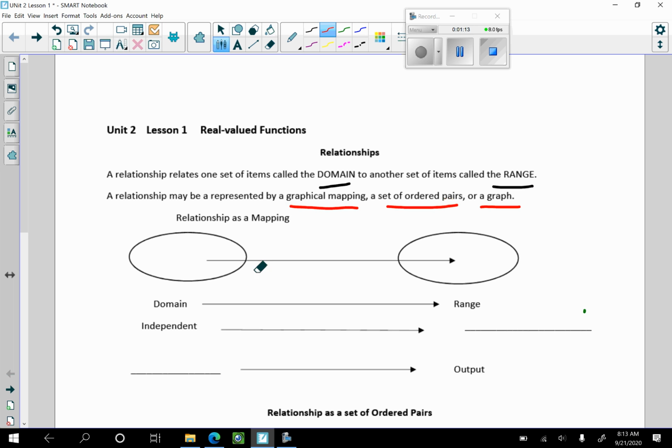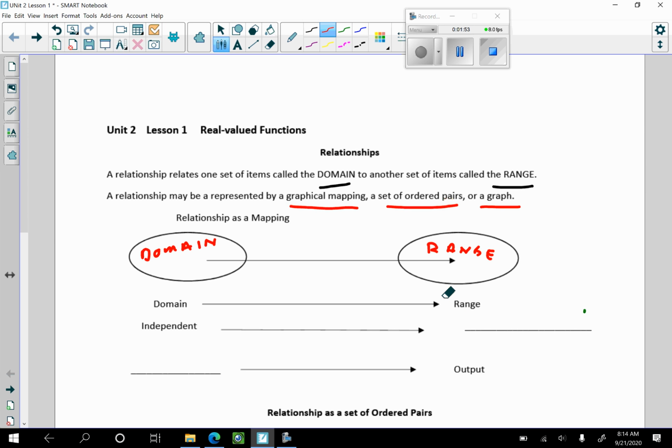So this relationship is a mapping. I have the domain here, and the domain maps to the range. I have it written down here. It maps to the range, and notice it's very specific. This can be a very deep topic in upper level math classes, but notice the arrow goes to the right, from the domain to the range. The arrows are very specific.